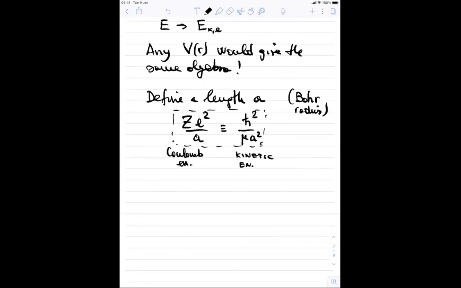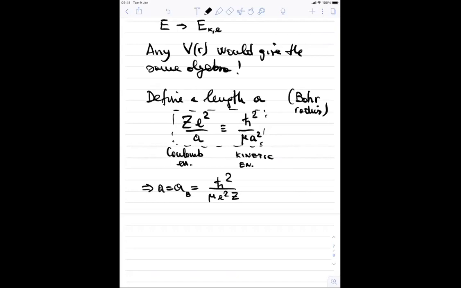Very good. If you solve this equation for A, you find A equal to h bar square over the mass times e square times Z. This object is called the Bohr radius. So A comes equal to this important quantity which contains the important universal physical constants, h bar, the charge of the electron and the mass of the particle. All right, and also the number of protons. Fantastic.